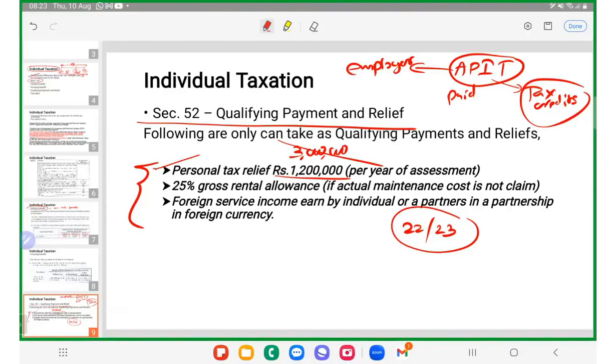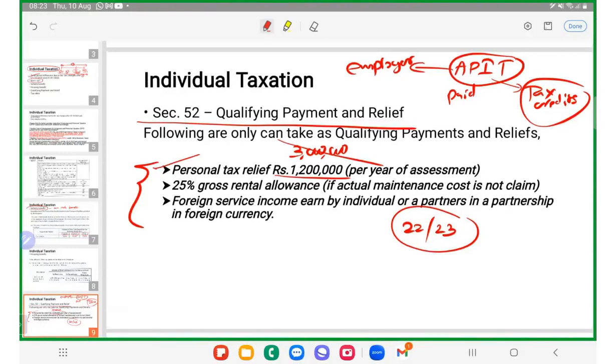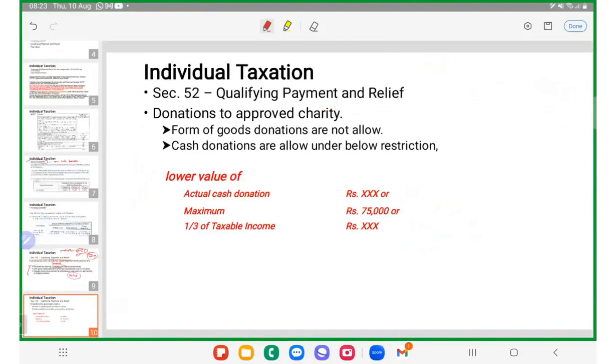The other one is foreign service income earned by an individual, or a partner in a partnership, in foreign currency; that total income is exempted. Then the other available qualifying payment is the donation. A donation can be made to two parties. The first one is a donation to an approved charity. Please keep in mind, donations in the form of goods or equipment are not allowed. It will not be allowed to deduct.